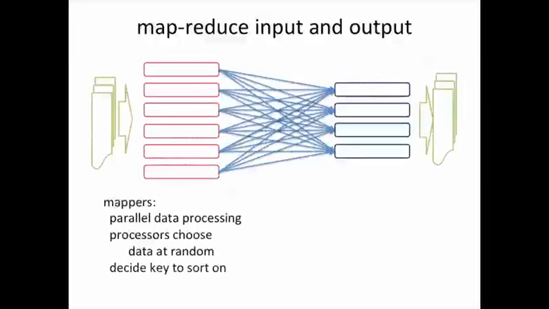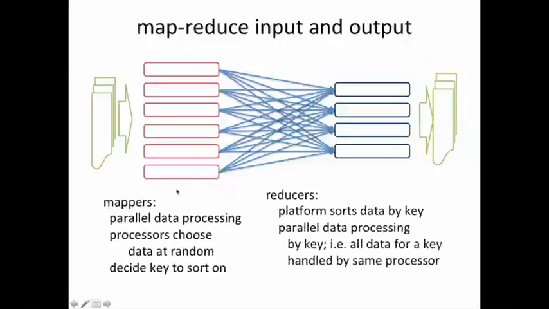We have a situation where we have mappers, where mappers essentially read the data at random and decide based on your map function which key to sort this data on, and then the reducers get the data sorted by the key that you decided in the map function. The platform does the sorting, and the reducers essentially process the data for every key in parallel, and then output the data. This is the MapReduce model.